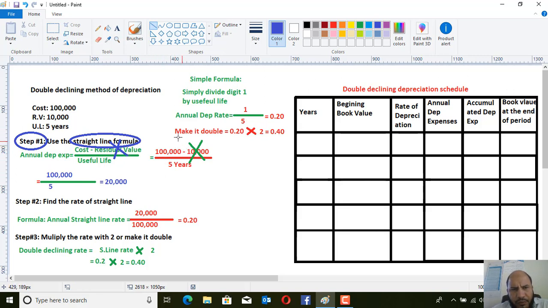You may see over here that we haven't deducted the residual value. Directly we divided the original cost, which is 100,000, by 5. We divided it and we found 20,000 as the annual depreciation amount.